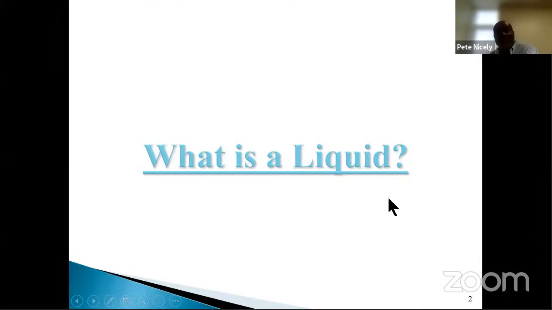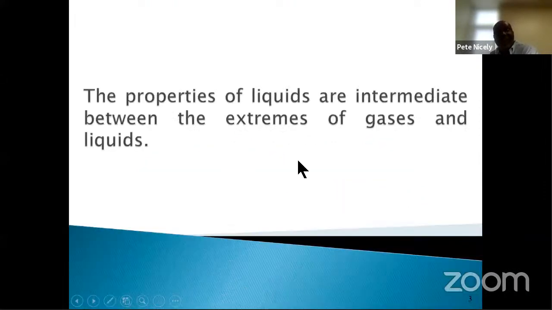Okay, so we're going to talk about liquids firstly. What is a liquid? Well, a liquid is a substance, or a state, I should say, which has some properties in between the extremes of gases and solids. And this should be solids right here, not liquids. So please make a note of that.